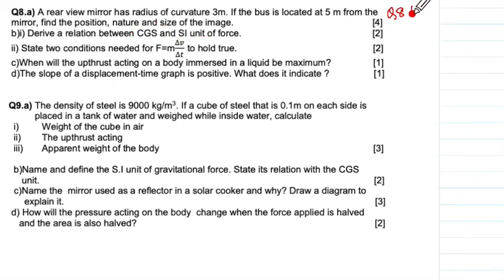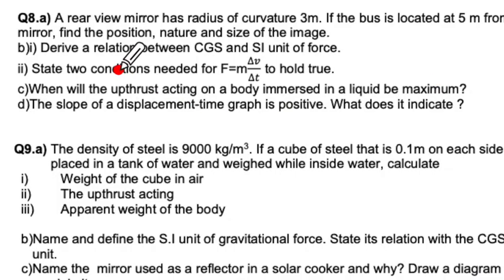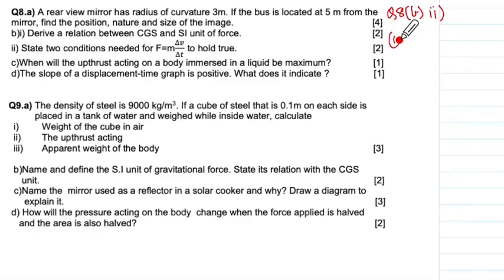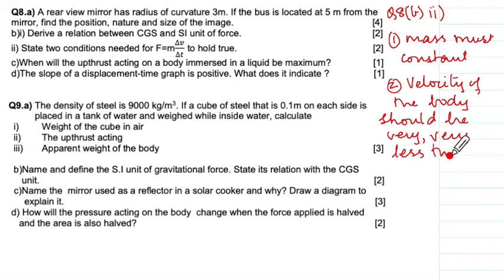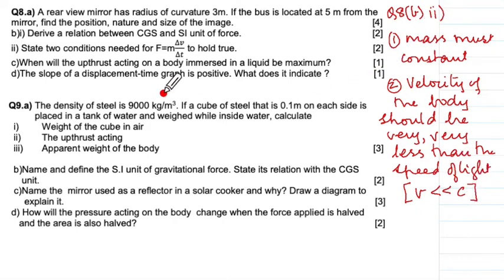We come to question 8b, second part. State 2 conditions needed for F equal to m into delta V upon delta T to hold true. Now what is the first condition? That the mass must remain constant, correct? This is the first condition, and the second condition will be that the velocity of the body should be very, very less than the speed of light. In other words, V should be very, very less than C. So that finishes our 8B.